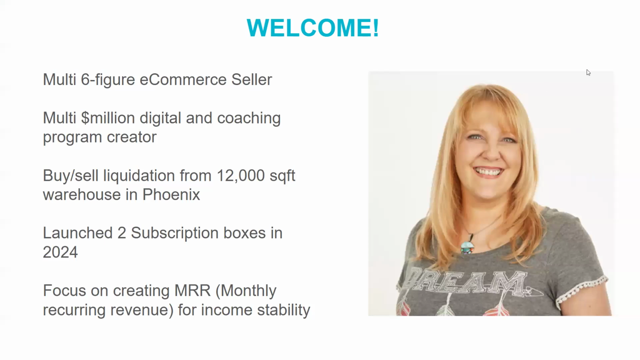So first of all, a little bit about myself. My name is Barbara Drazda. You can find me on YouTube, you can find me on Facebook, and I'm a little bit on Instagram. I need to get better at that, but mostly Facebook is where I do most of my business and hang out. I'm a multi six-figure e-commerce seller. I started selling on eBay back in 1996 and on Amazon about 10 years ago. I'm a multi-million dollar digital and coaching program creator. I started producing research reports, trainings, and coachings back in 2002.